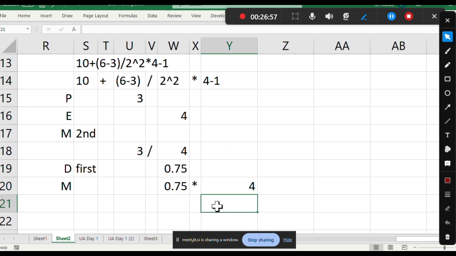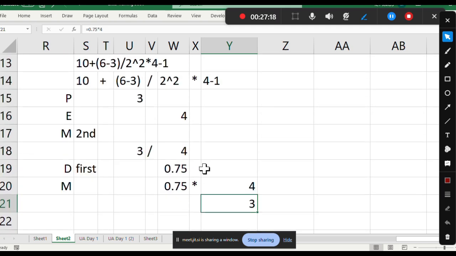So the answer will be 0.75 times 4 will give us 3.